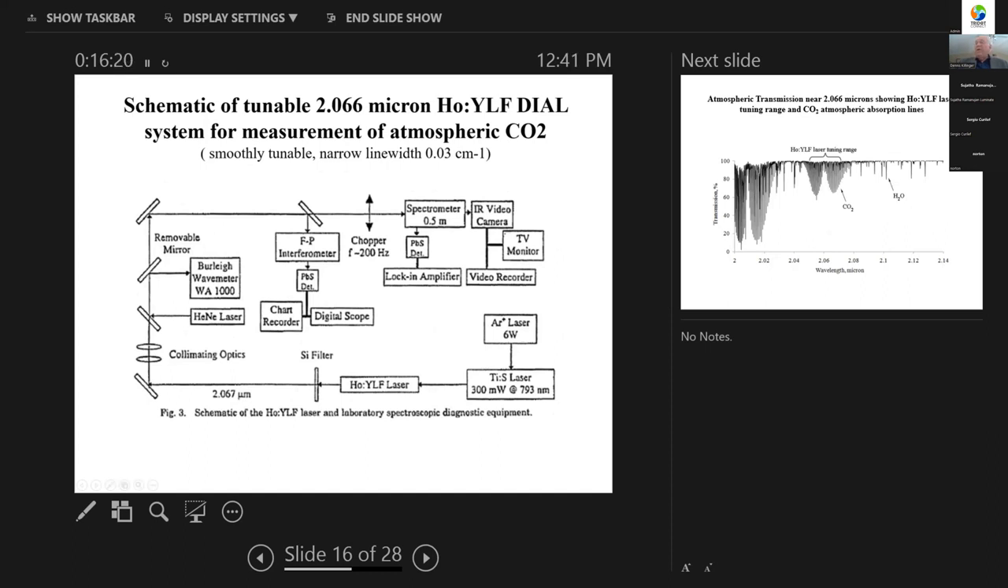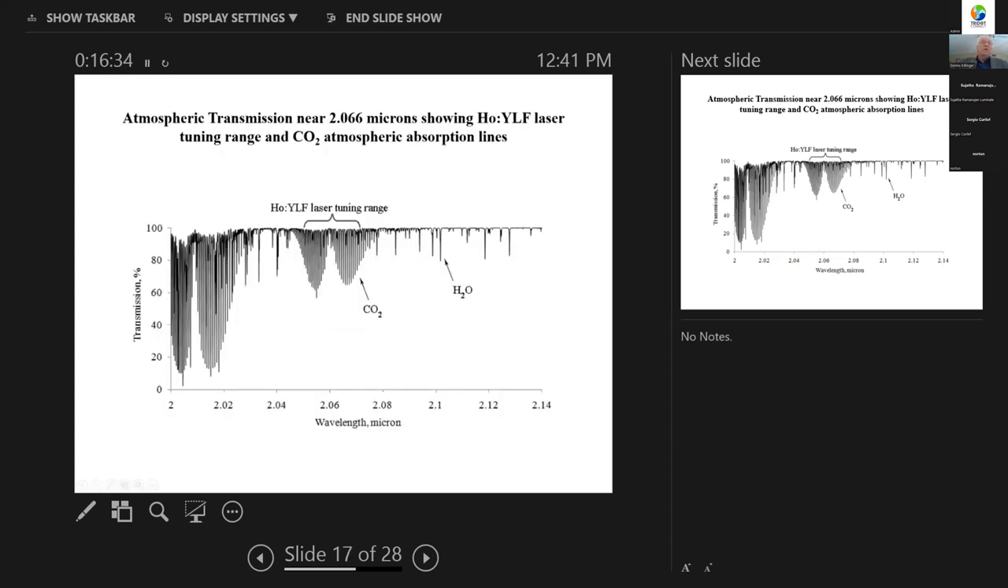And then you go through, you put into wave meters and interferometers and spectrometers, and IR video cameras, everything in order to monitor what the wavelength is on that. But with that, we were then able to tune it smoothly.